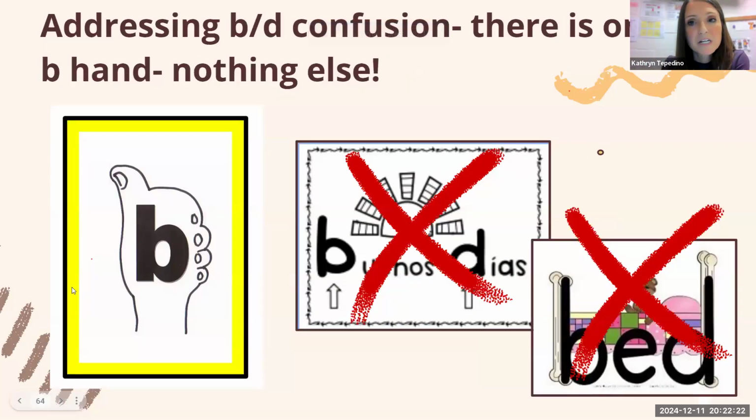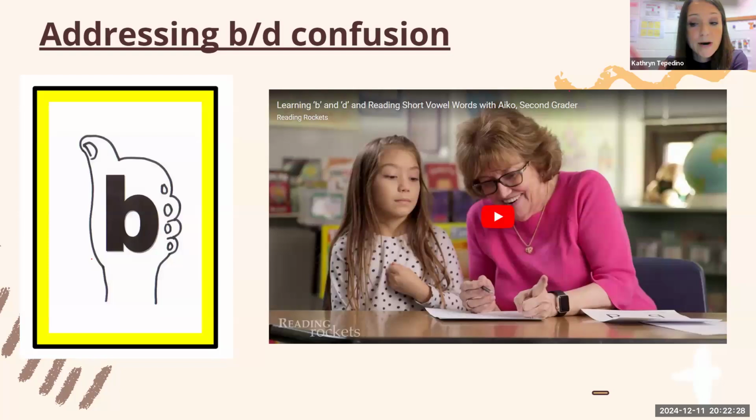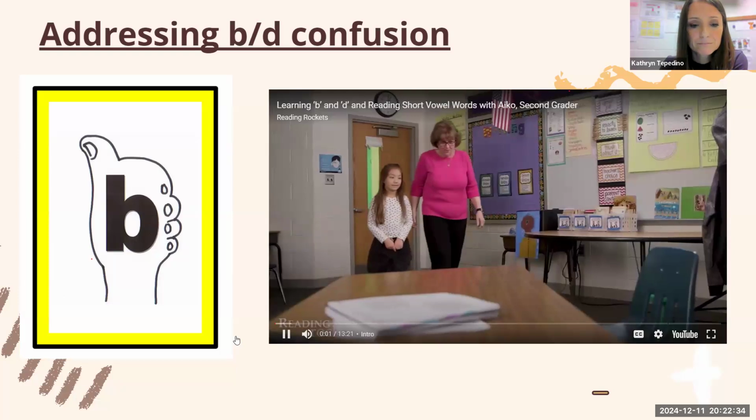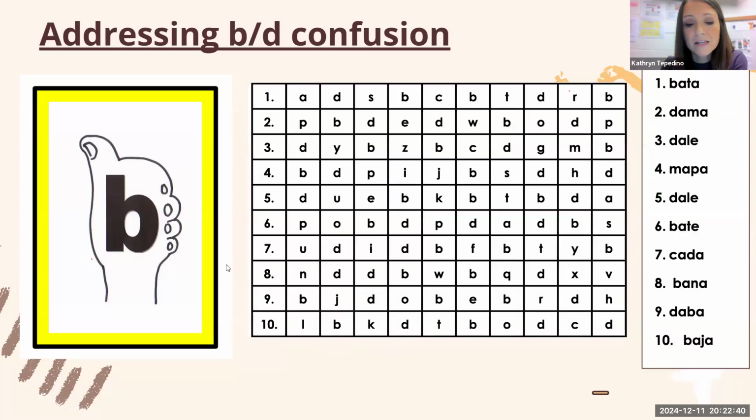Okay, so addressing BD confusion, again, we only have the B hand, that's it. This is a great video. I do these drills with my students all the time where you have a grid like this. They have their B hand out in front of them and you tell them every single letter that looks like it might be a B, you're going to check your B hand.